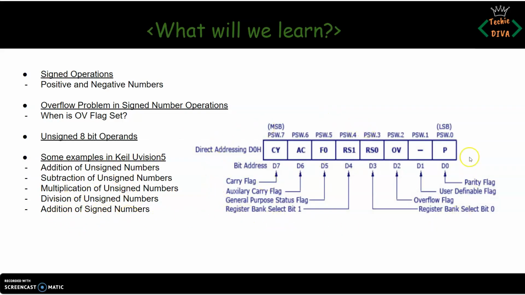So this is the program status word register of 8051, where there are 8 bits in total, starting from D0 to D7. The first bit is the parity flag, then comes the overflow flag, then bank select registers, which are used for selecting the banks, then general purpose flag, auxiliary carry flag, and carry flag itself.